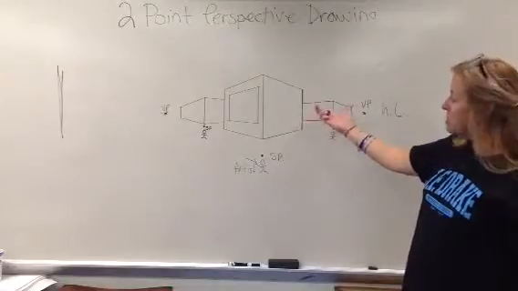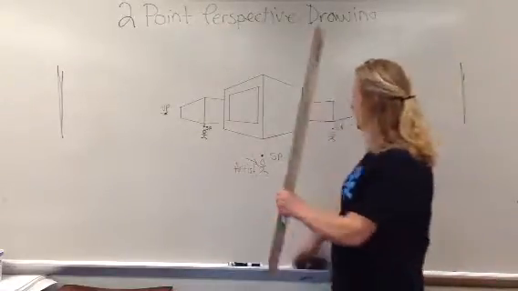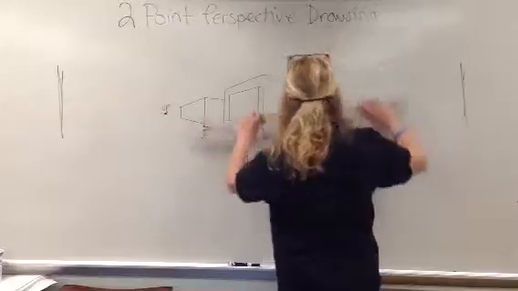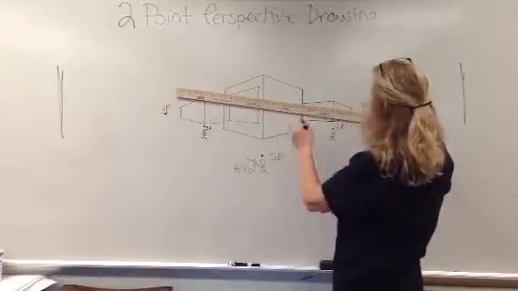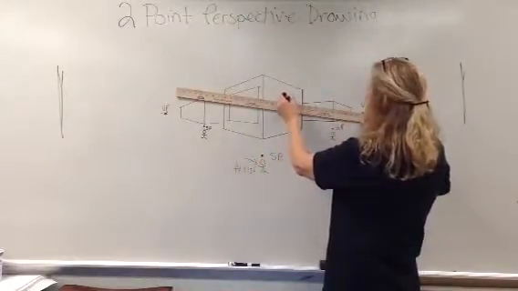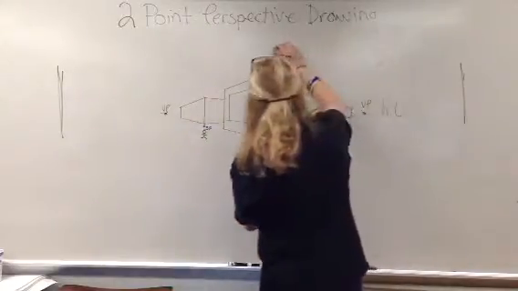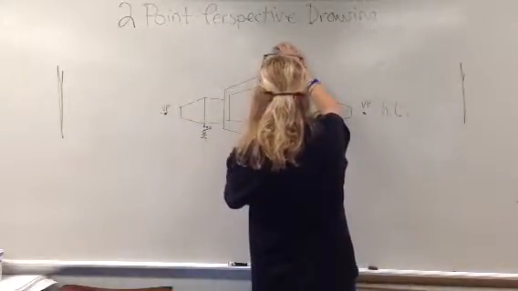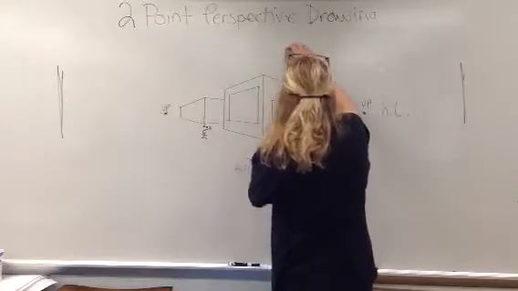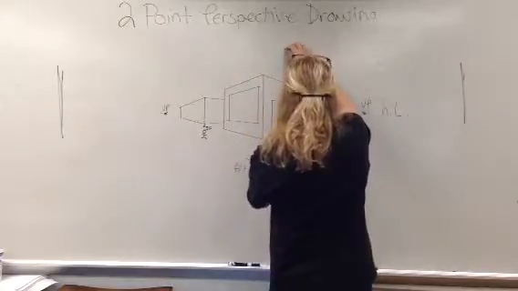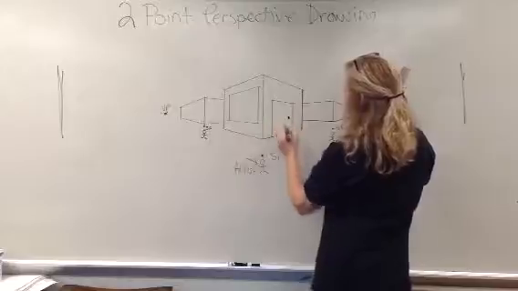Now we got to get into this store, so let's do a door. Okay, so the top of the door is going to be about right there. And then the sides of the door, you're just going to make vertical lines that are parallel to your sides. There you go. And there's a doorknob.